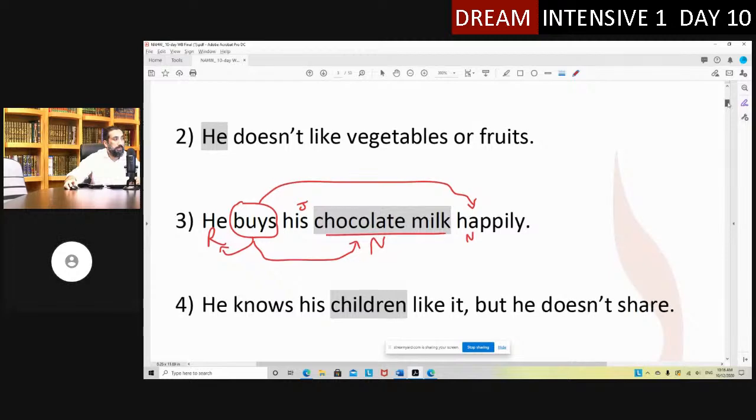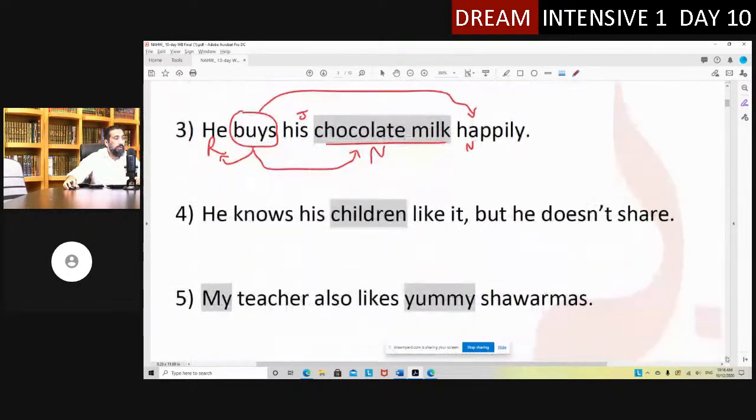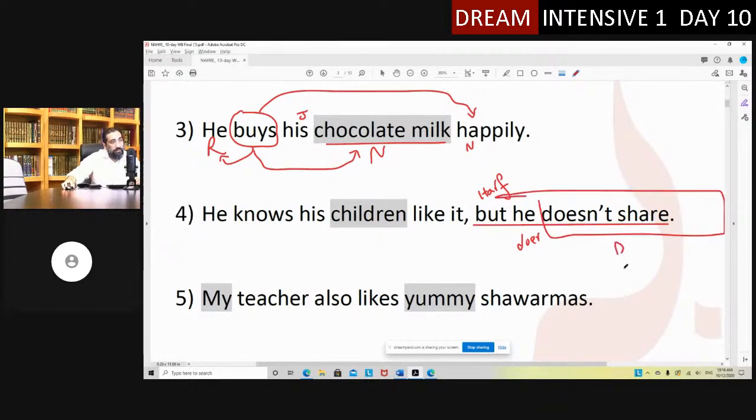Not about this. Okay, so let me finish that number 4. He knows his children like it, but he doesn't share. Let's start with the easy part. He doesn't share. But would be a harf, because it makes no sense unless another word comes after it. He would be the doer, and the doesn't share would be the fi'l. So we don't have to label that. Because he's the doer, that's rafa. Now this part, he knows. So knows is the fi'l.